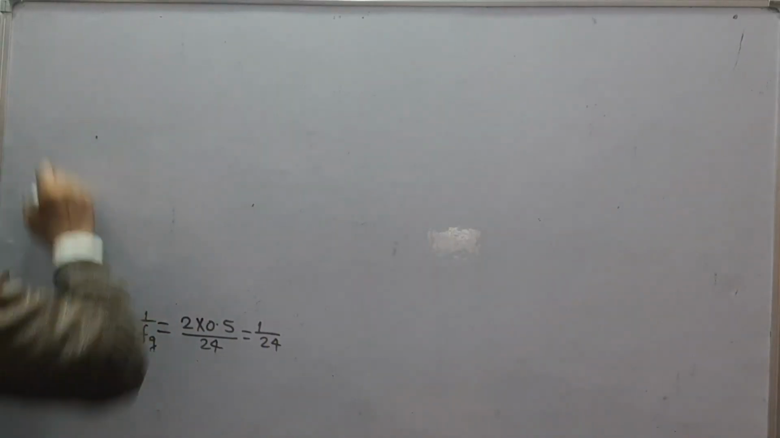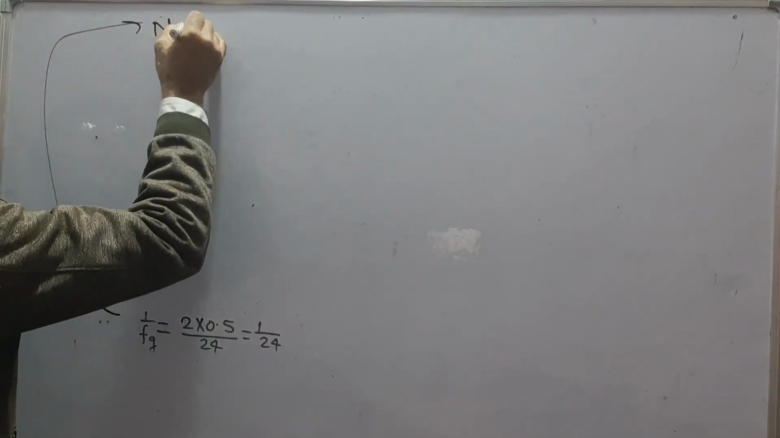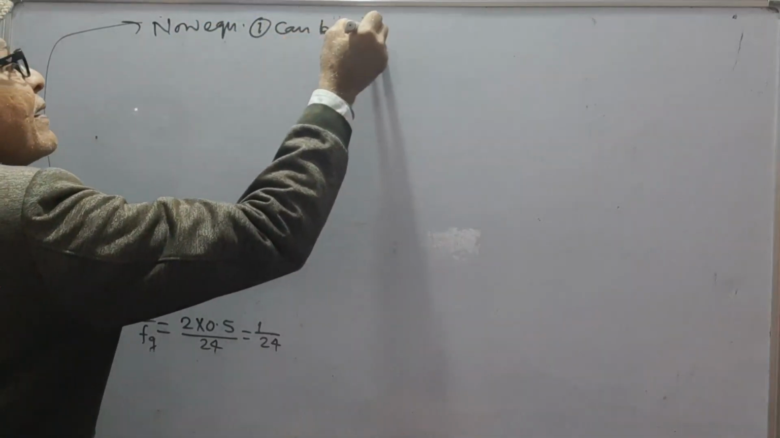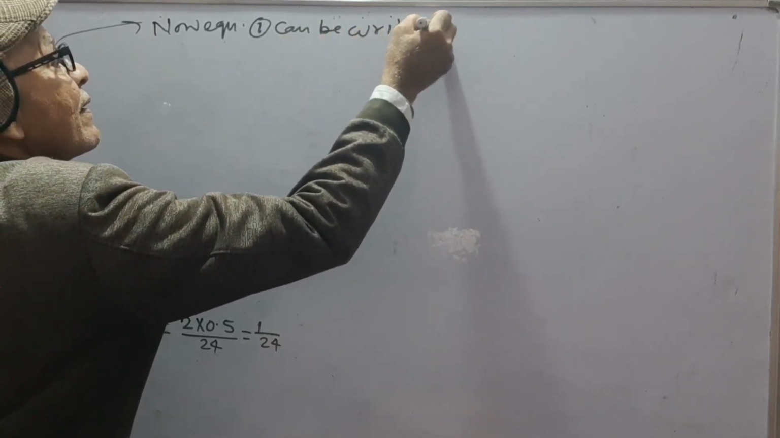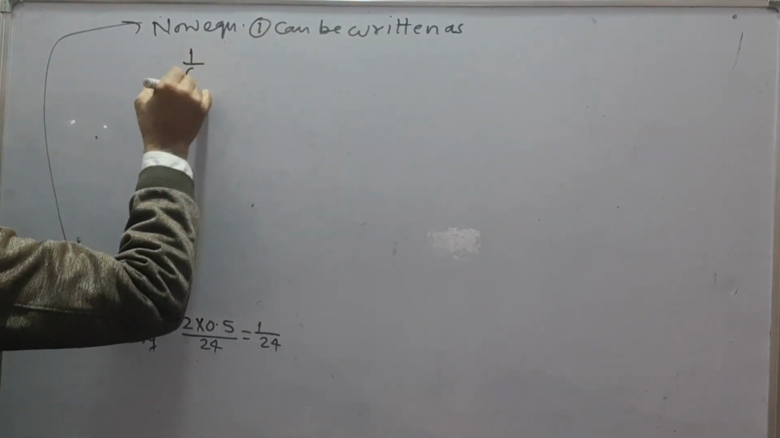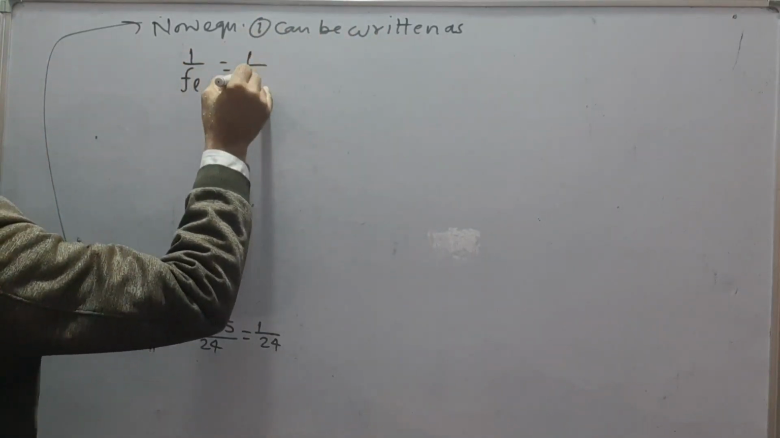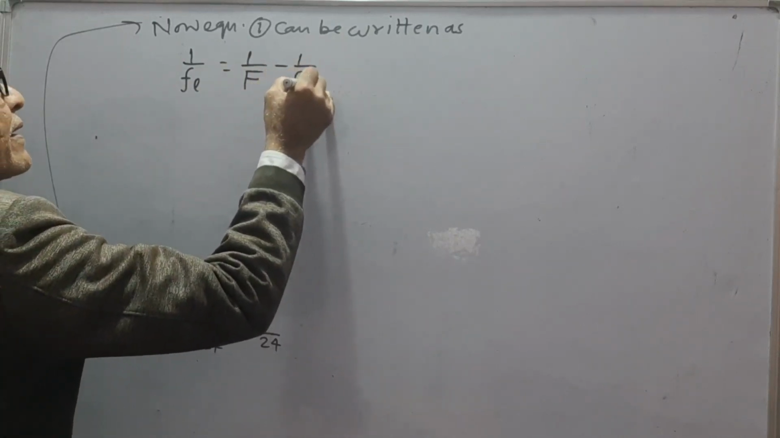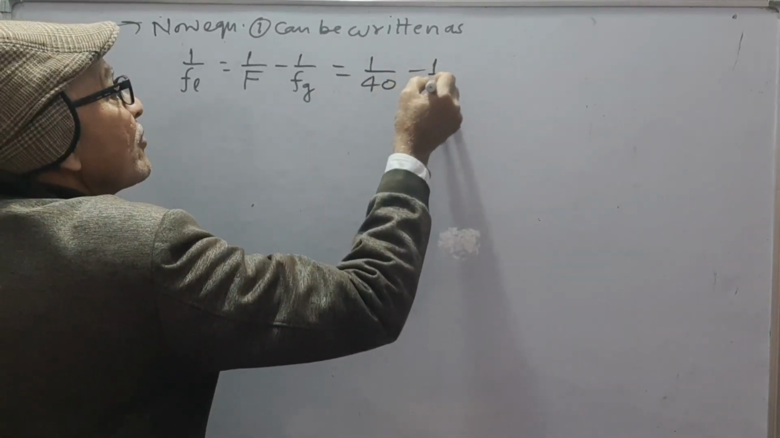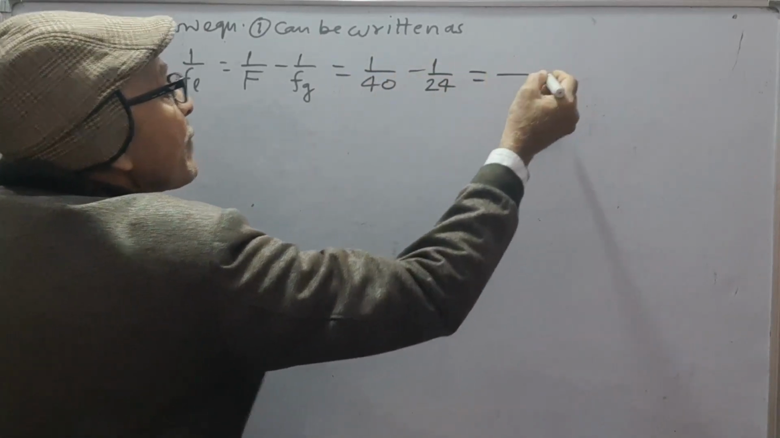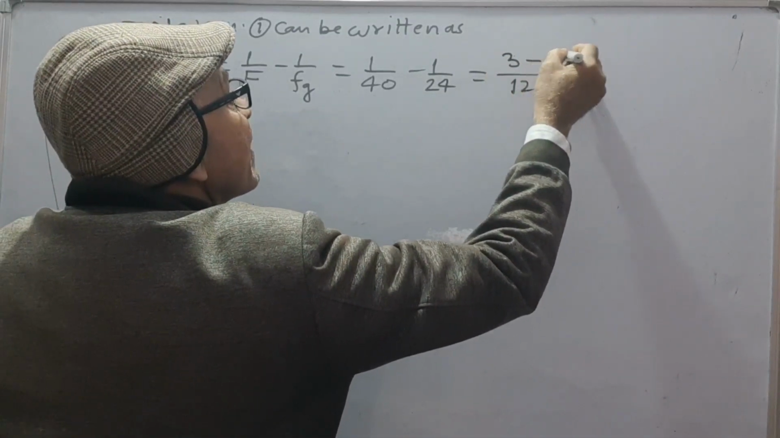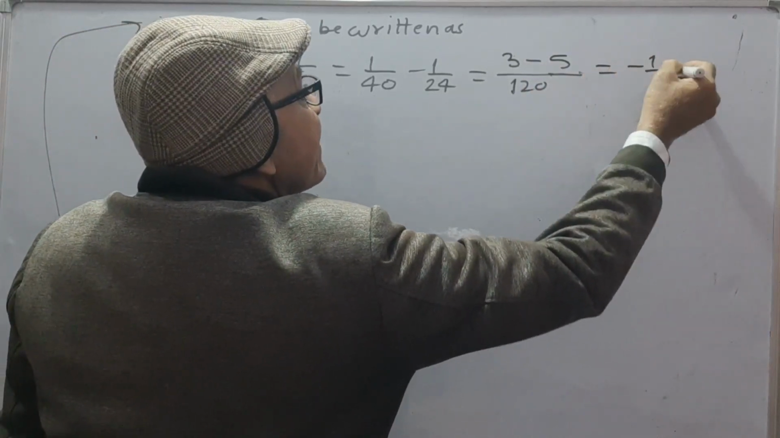So, now equation 1 can be written as 1 upon F liquid is equal to 1 upon F minus 1 upon F glass, which is 1 upon 40 minus 1 upon 24 is equal to 120 is LCM, 3 minus 5, which is minus 1 by 60.